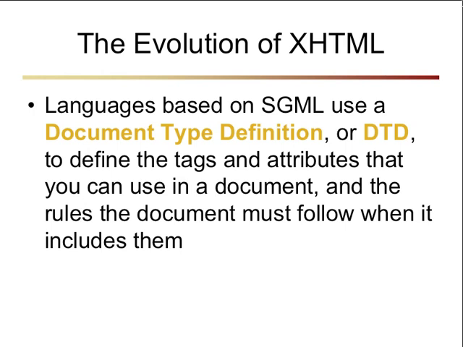It uses a document type definition, a DTD, that defines the tags and the attributes that you can use in a document. As an example, I'm not going to scroll back to it, but remember that little slide I showed you? There's some common HTML tags. Those are common HTML tags, bold, underline, stuff like that. XHTML allows you to create your own tags.